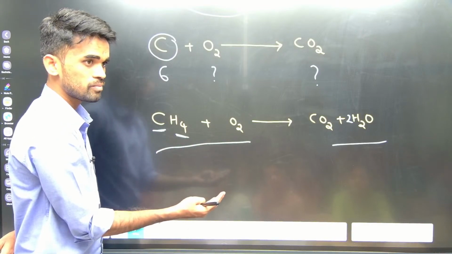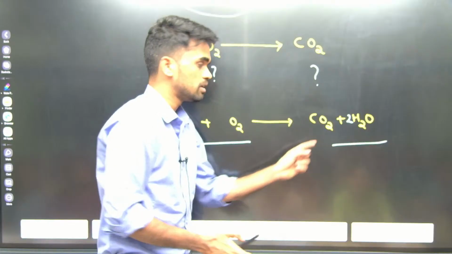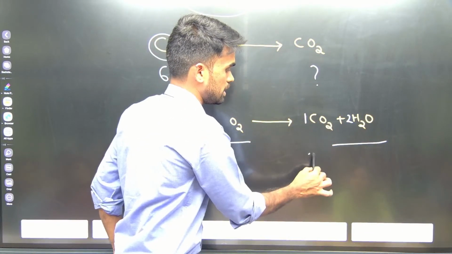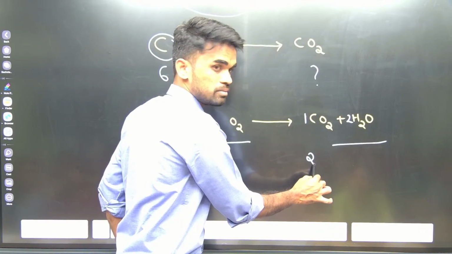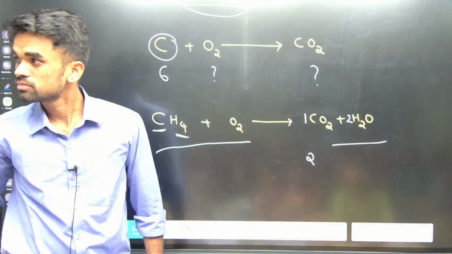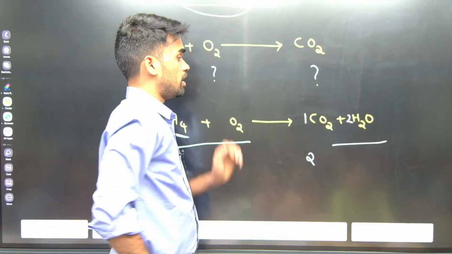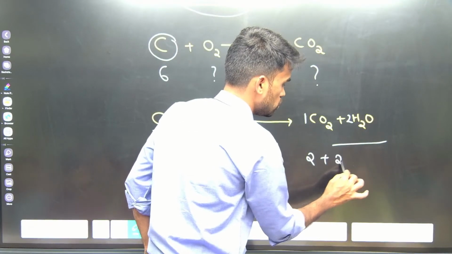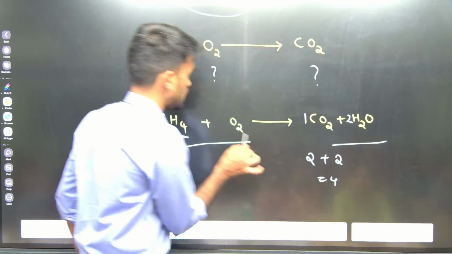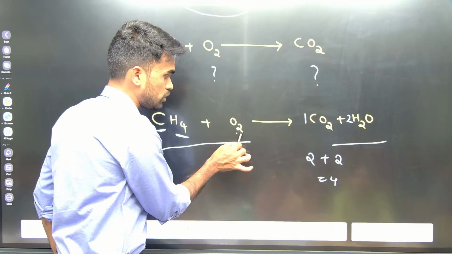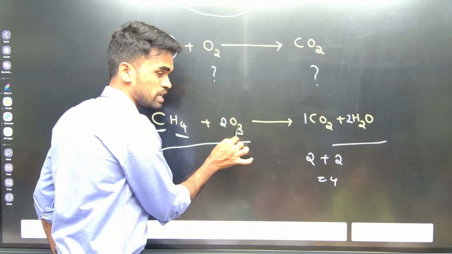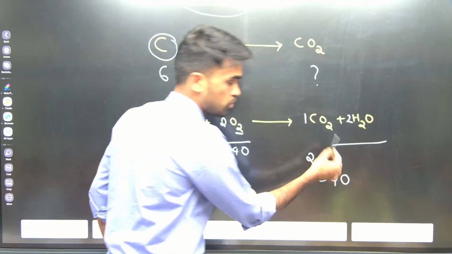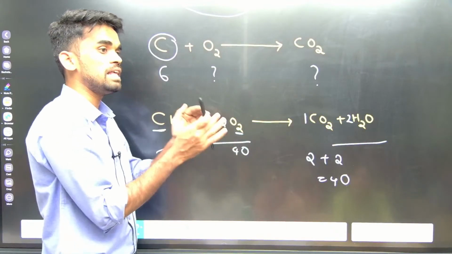Now what about oxygen? How many are there on this side? One CO2 contains 2 oxygen atoms. Then next, here how many are there? 2. So total oxygen atoms are 4. Here already 2 is there, so I can multiply with 2, 2 to the 4. So 4 oxygen atoms on the reactant side, 4 oxygen atoms on the product side. Like this, you need to balance the reaction first.